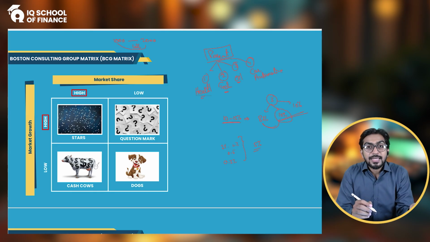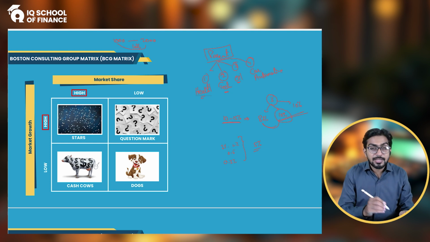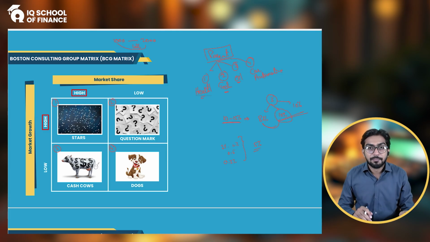What do you think? Is it a high rate of growth in the market, or is it a low rate of growth of market? I'm not talking about your growth. I am talking about the growth of the market, growth of the new customers. All right. So you have to see whether it is low or high, and based on that, you will make four categories of your product, and you will classify them accordingly.